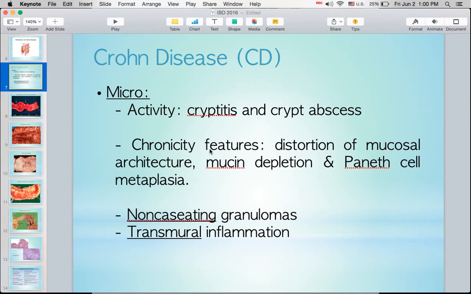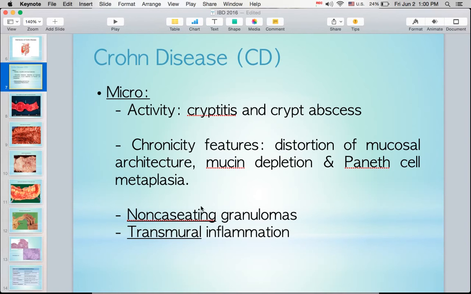Chronicity features, because we mentioned in the beginning that it is a chronic disease. So you're going to see chronicity features, and that includes distortion of the mucosal architecture. So the organization of the layers, mucosa, the submucosa, the adventitia, the serosa, all of these are not going to be as organized as it is in normal individuals with no inflammation. There will be mucin depletion as well as Paneth cell metaplasia as a response of this inflammatory process.